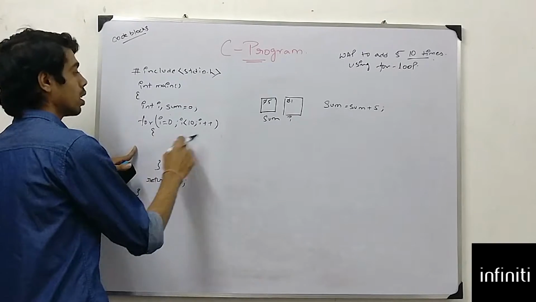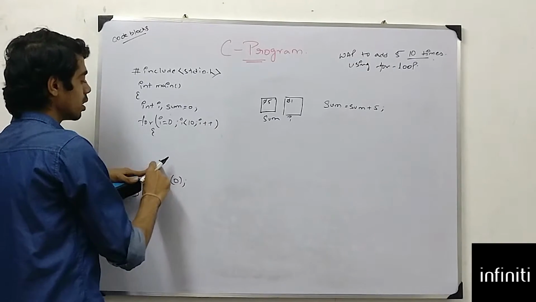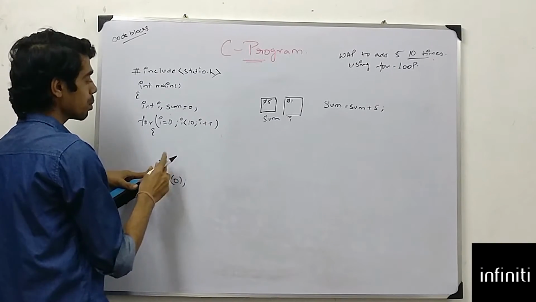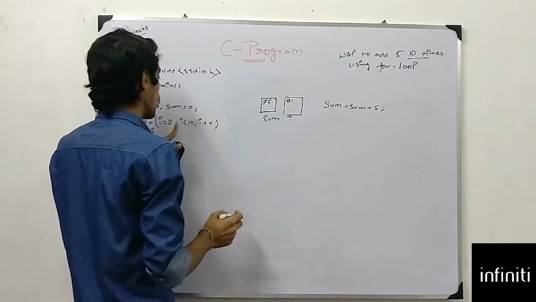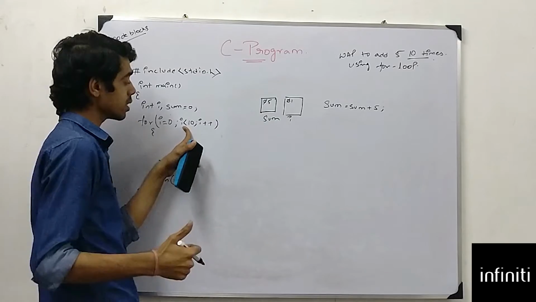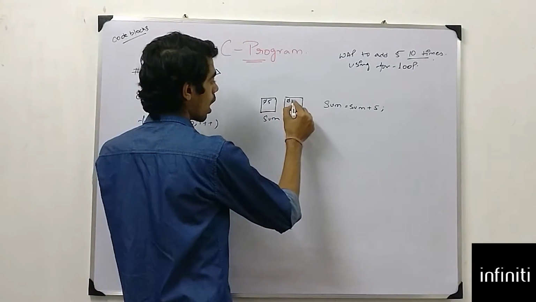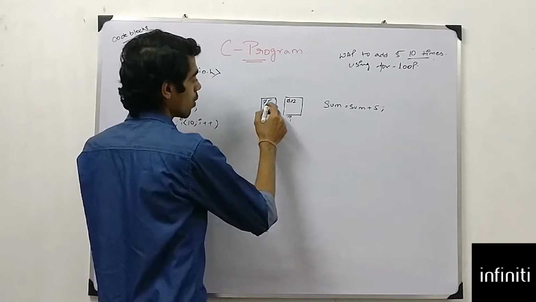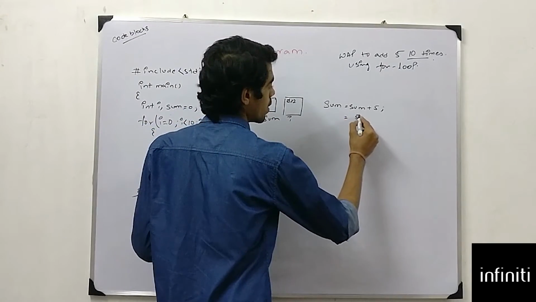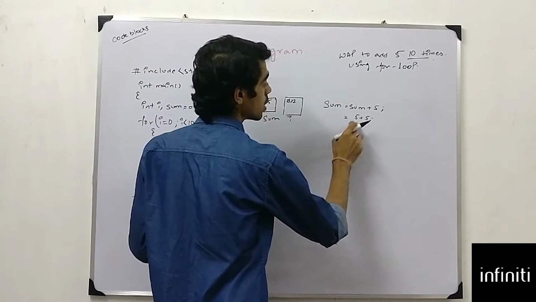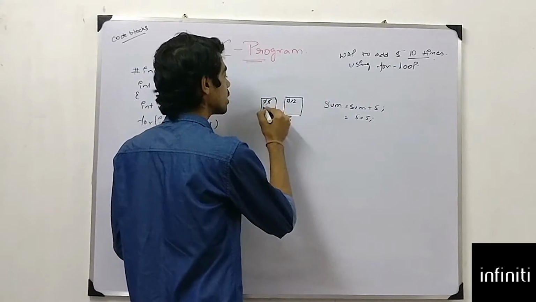Now after doing the statement, it reads the closing brace and again goes inside the loop. Now my i is 1. 1, which is less than 10, condition true. i is incremented to 2. Sum is my 5 plus 5, which is 10, and 10 will be stored inside the sum.